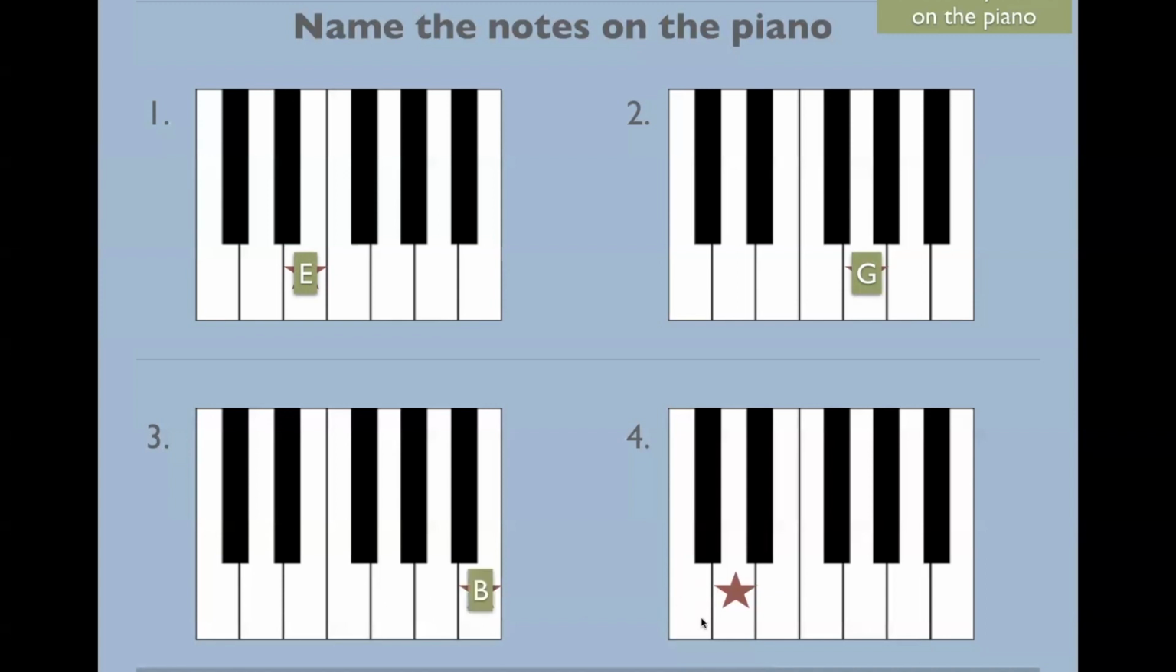Easy. You've got this. C is to the left of the 2 black keys. C, go to the right hand side of that. We know the next one is going to be D. Okay, give yourself a mark out of 4.